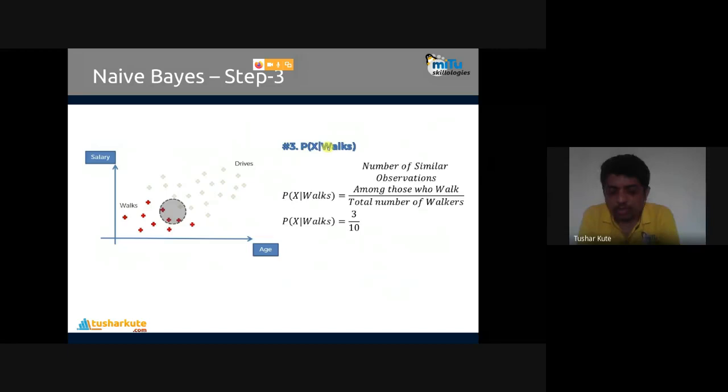And the third, that is probability of similar observation. So in P of walkers, P of X when walks is something like this: number of similar observations among those walkers divided by total number of walkers. See, in the similar observations, how many are walkers? 3. And total walkers are 10. So out of 10, 3 are similar to it. So 3 by 10 is the probability, P of X when walks.